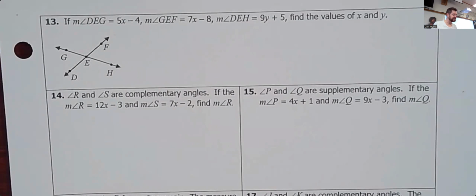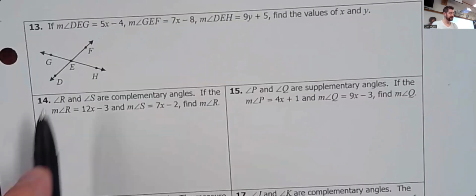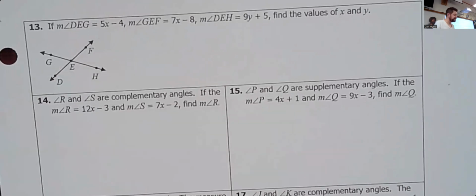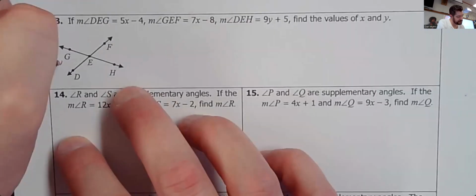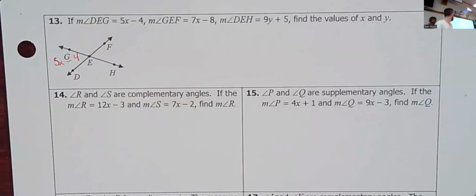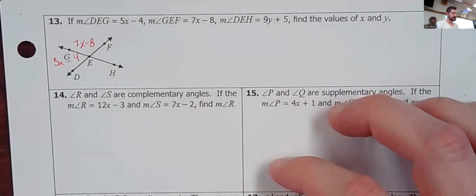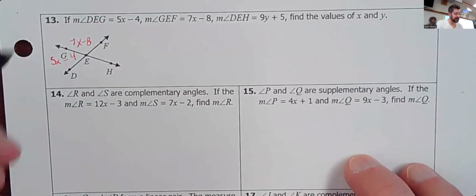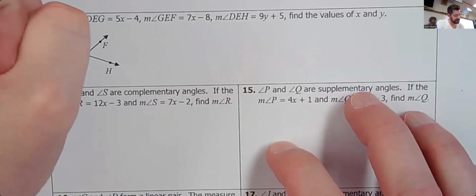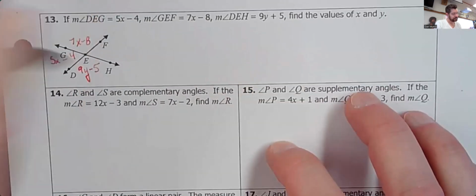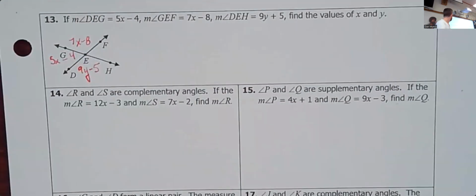So it says DEG, which would be the angle on the left here. That's this one here. The measure of angle DEG is 5x minus 4. So I'm just going to write 5x minus 4. That's the angle inside that. GEF is the one up top. That would be 7x minus 8. I'm also going to label angle DEH. That is 9y minus 5. That's the one on the bottom. So we got everything labeled there.